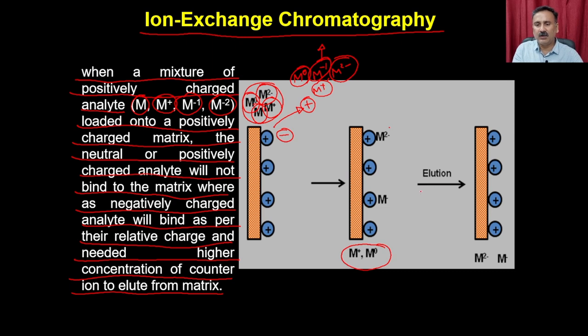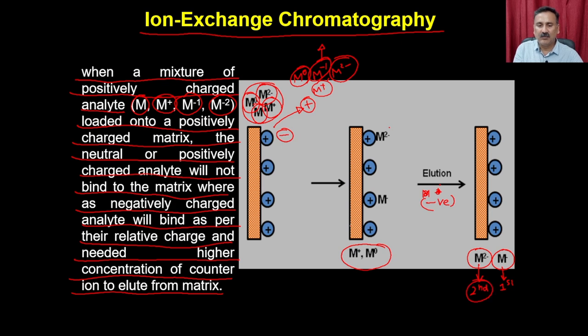And when you are going to elute the small amount of the counter ions, for example, in this case, the negatively charged ions are going to elute M minus 1 first, because the strength of the M minus 1 to the matrix is lower. So it is going to come out first, and M2 minus is going to have higher strength, so it is going to come out second.